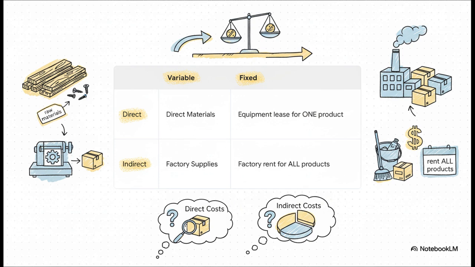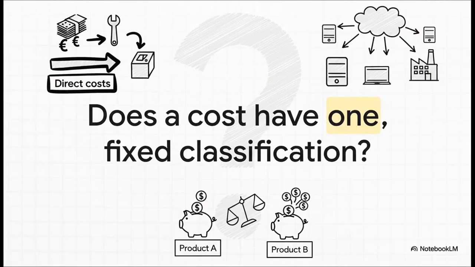So the crucial takeaway is this. Always ask two separate questions. Question 1, can I trace it? And question 2, does it change with volume? All right, here's trap number 2, and this one is a little bit more subtle.